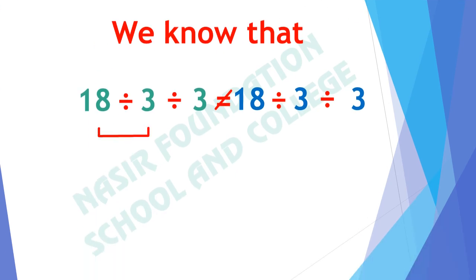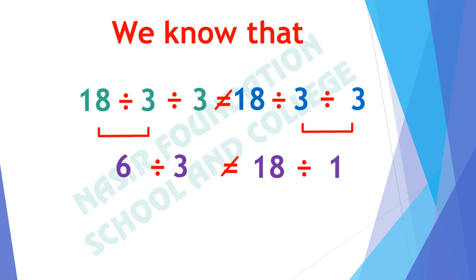18 is divided by 3 in the first step. We get 6. We will divide it by 3. On the other side, we are dividing 3 by 3. It gives us 1. On the left hand side, if we divide 6 by 3, we get 2. And on the right hand side, if we divide 18 by 1, we get 18. It means 2 is not equal to 18. So we can say that subtraction and division are not associative.